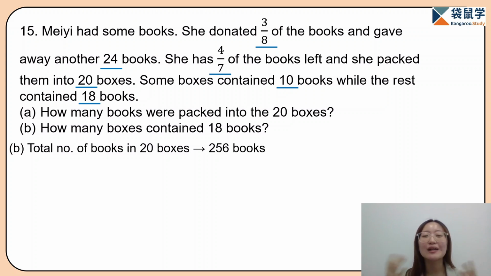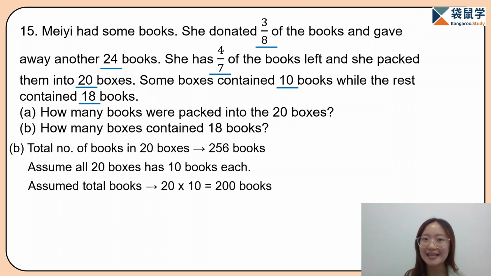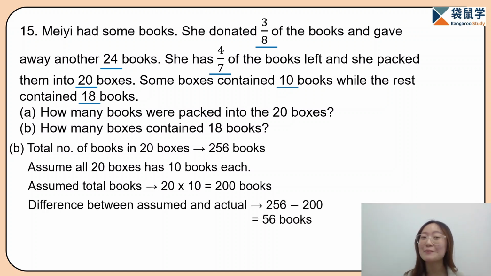So for this example, let's assume that all of them contain 10 books each. So now, what will be the assumed total number of books? It will be 20 times 10, and that gives us 200 books. So what is the difference between this assumed total and the actual total number of books? It is 256 minus 200, which is 56 books. This means that when we assume that all 20 boxes have 10 books each, we will be short of 56 books. Now we will need to adjust.